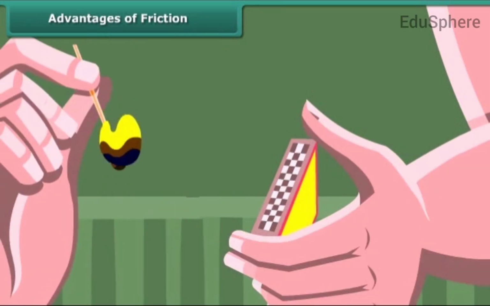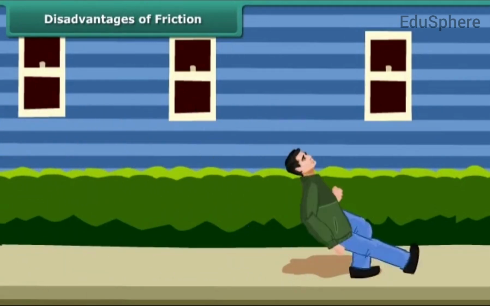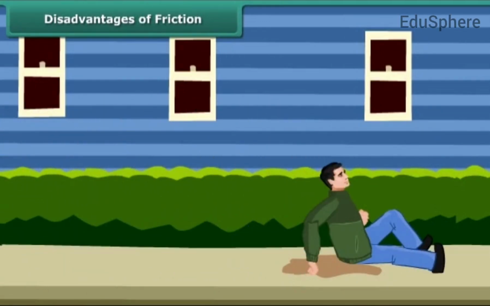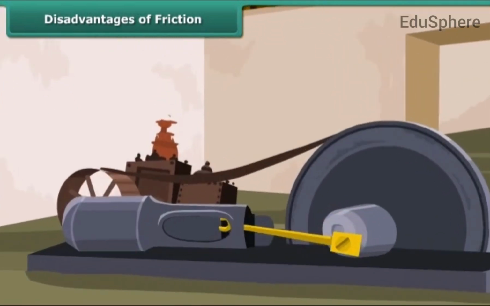Briefly, when we rub a matchstick against the rough side of the matchbox, the friction between the head of the matchstick and the side of the matchbox produces heat. When we step on a greasy or oily surface, our foot slips because friction gets reduced due to smoothness of the grease or oil. Friction reduces the efficiency of machines.